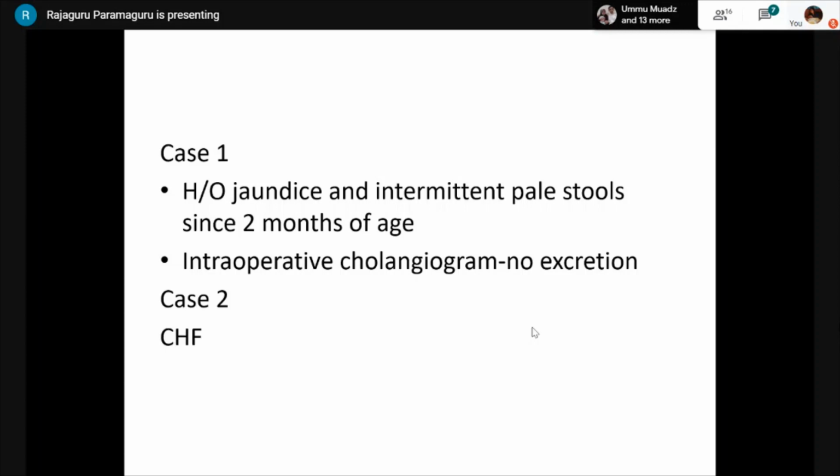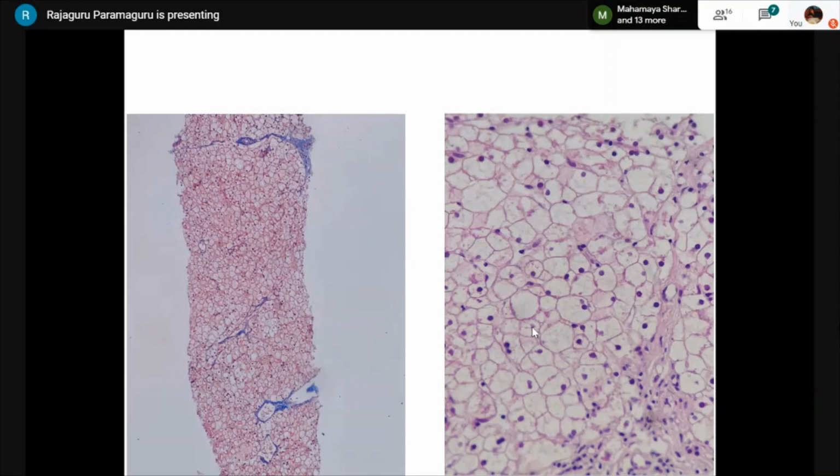One is ductal plate malformation, the other one is extrahepatic biliary atresia. So apart from that, very rare causes of large bile duct obstruction can cause intraductal or ductal cholestasis. This is another case.